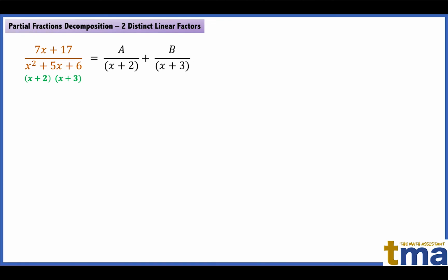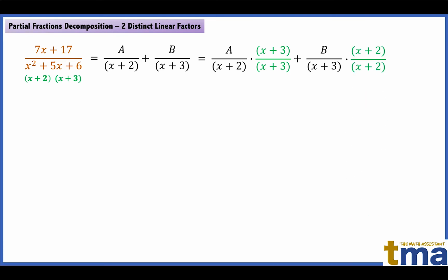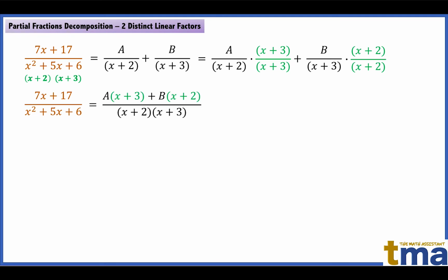To find this equation, we start with combining the two fractions we wrote. We combine the two fractions by making common denominators. Simply multiply the first fraction with x plus 3 up and down, and multiply the second fraction with x plus 2 up and down. Now my left-hand side, which is the original fraction, is equal to the combination, which is one fraction with the new denominator x plus 2 times x plus 3, while the numerator is the sum of a times x plus 3 and b times x plus 2.